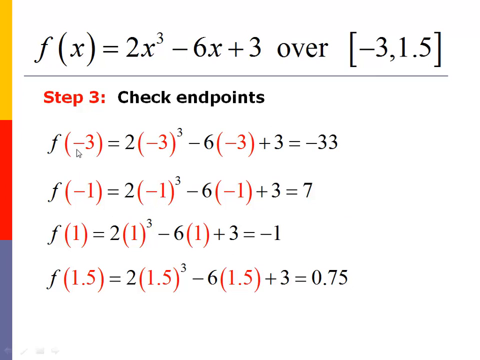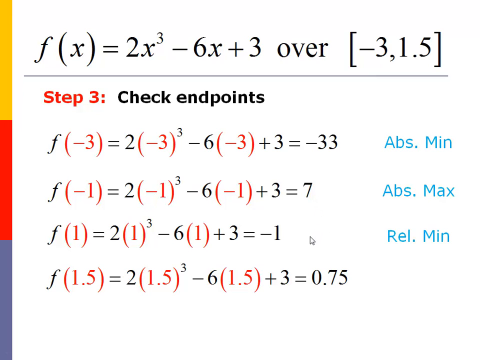And so at x equals -3, we got a y value of -33. That's going to give us the absolute minimum. There is no y value that's going to be less than -33 in this interval. For our next critical point, we have -1 for our x value. We get a y value of 7. What we have here is an absolute maximum, because there is no other y value that is larger than 7.